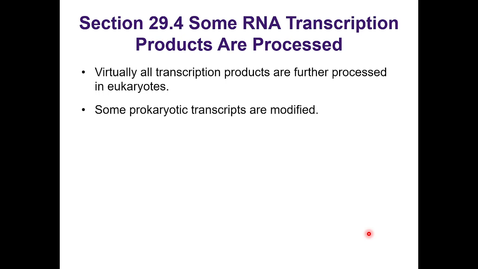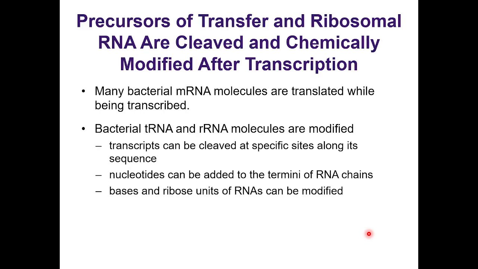Virtually all transcription products are going to be further processed in eukaryotes. Some prokaryotic transcriptions are going to be modified as well. Many bacterial mRNA molecules are going to be translated while being transcribed. Because remember, they don't have nuclei, right? And they don't need further modification. So literally, as that little piece of RNA is coming off, that mRNA, it just feeds directly into the ribosome. And then you start translating it while you're still in the middle of transcribing. It just needs to be long enough to get over to the ribosome area.